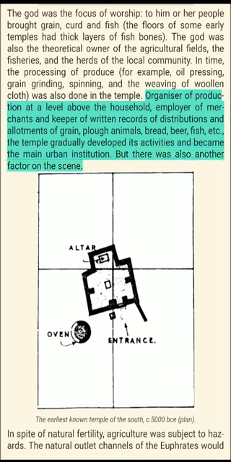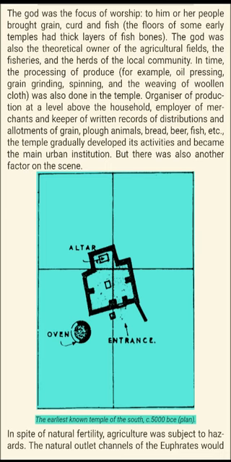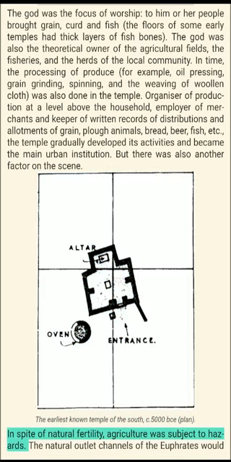Organizer of production at a level above the household, employer of merchants and keeper of written records of distributions and allotments of grain, plow animals, bread, beer, fish, etc., the temple gradually developed its activities and became the main urban institution. But there was also another factor on the scene. The earliest known temple of the south, c. 5000 BCE, plan.